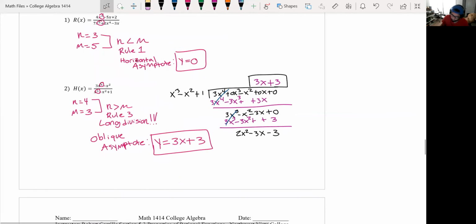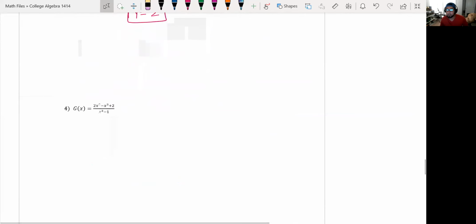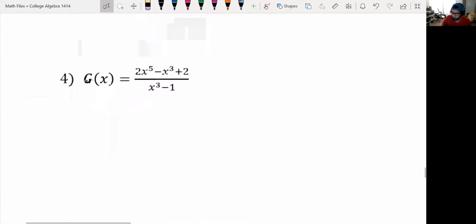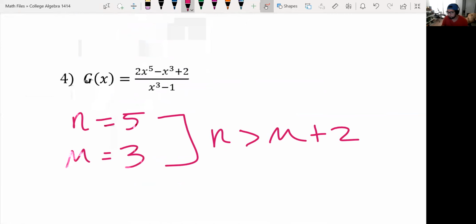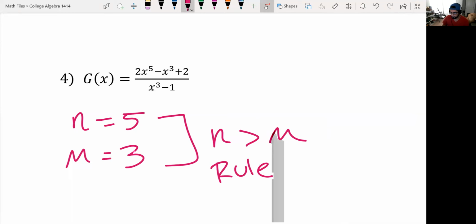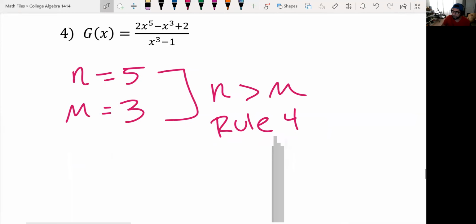And do I have one for rule number 4? Of course I do. It's down here. So look at this. The degree of the numerator is 5. Degree of the denominator is 3. The numerator is definitely greater than the denominator by 2 units, right? By 2 units. Okay. Which means this is a rule 4, which means we'll have a power asymptote, is what we'll call it.